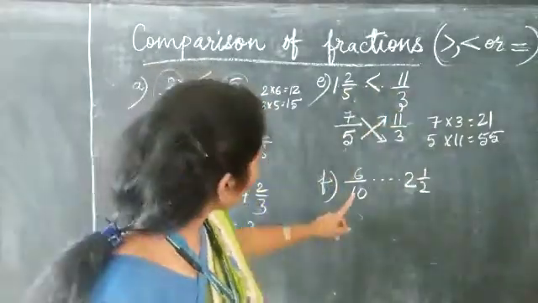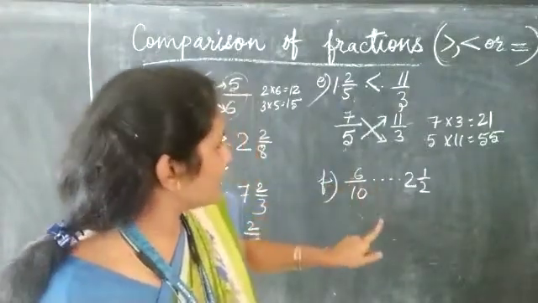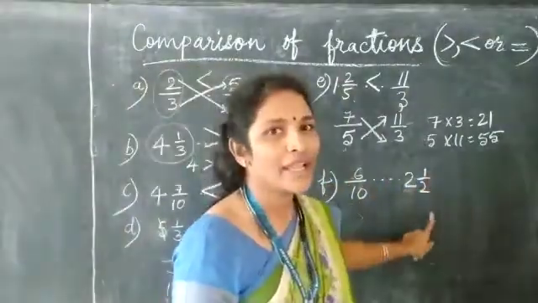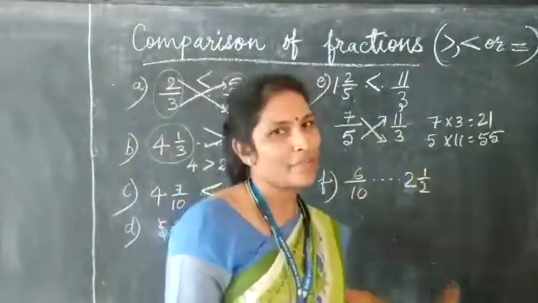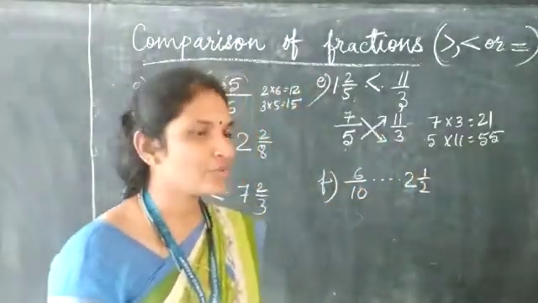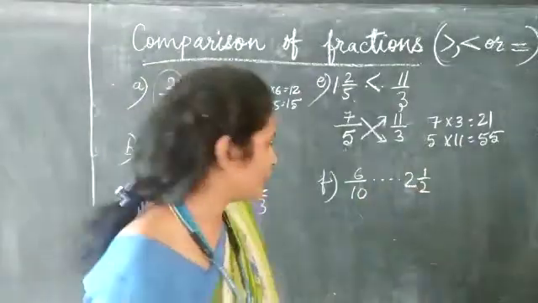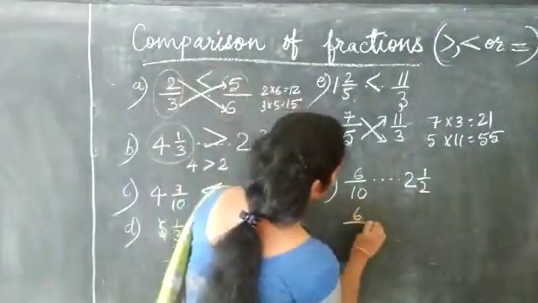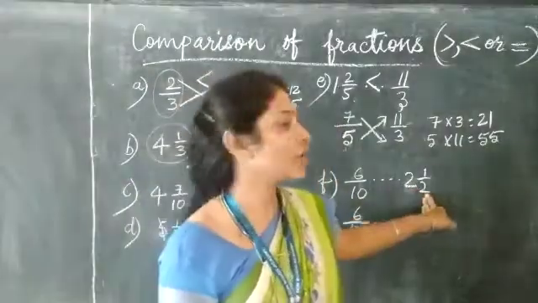Okay. One more question we can do. You can see here 6 by 10 and 2 1 by 2. One is a proper fraction, one is a mixed fraction. What do we have to do? We have to change it into an improper fraction. 6 by 10 will remain as it is. 2 2s are 4 plus 1.